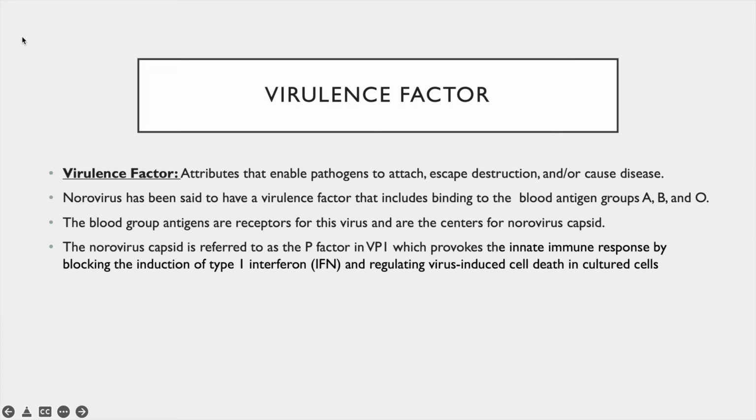But the blood group antigens in this case, A, B, and O, are the receptors for this virus. So the norovirus capsid is what is connecting to that blood group. And in this case, the norovirus capsid is referred to as VP1 in the virulence factor of norovirus. VP1 provokes that innate immune response by blocking the induction of type 1 interferon and regulating the virus-induced cell death in cultured cells. So when this virus attaches to your blood group antigen based on what it is in your body, it blocks the induction of that interferon. So it regulates that virus-induced cell death. So it doesn't kill the virus cell.